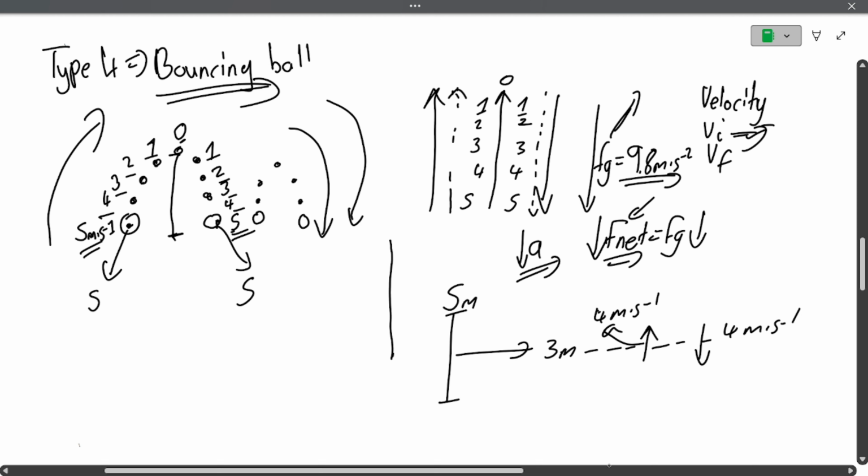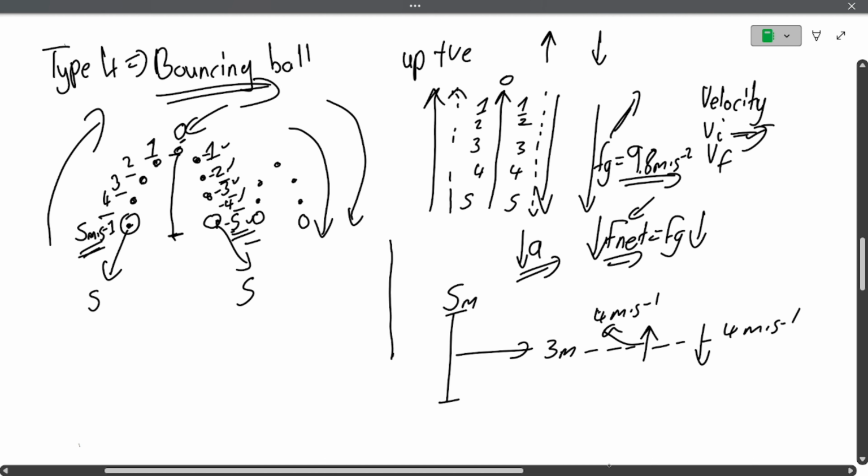But what will be different is what? Is the sign. For example, let's say that up is positive. So if up is positive, all the velocities going up will be positive, and all the velocities going down will be negative. Because these are going down, there will be negative, negative, negative, negative, negative. They have the same magnitude, but what? Opposite direction, which is just emphasizing the direction.